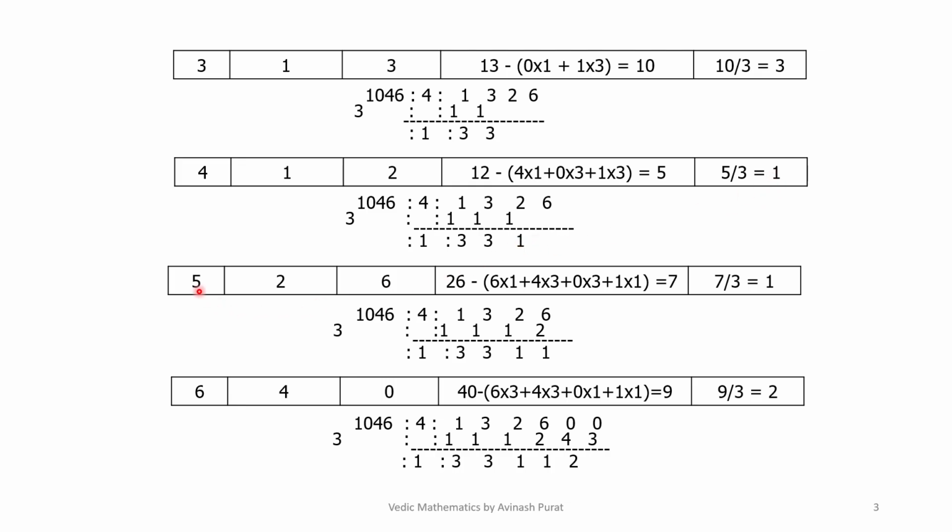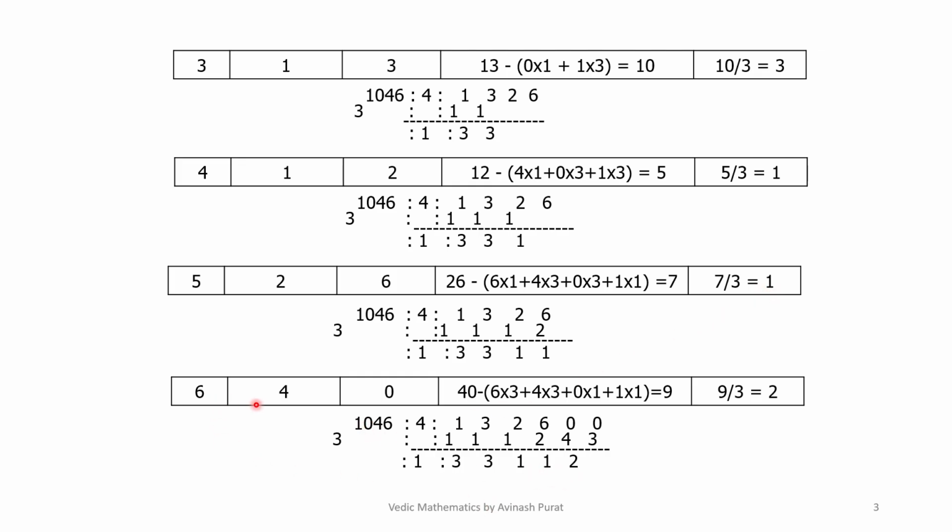Fifth step, remainder is 2. Dividend digit is 6. So dividend 26 minus 6 into 1, 4 into 3, 0 into 3, and 1 into 1, that is equal to 7. So 7 divided by 3 is 1. Quotient is 1.